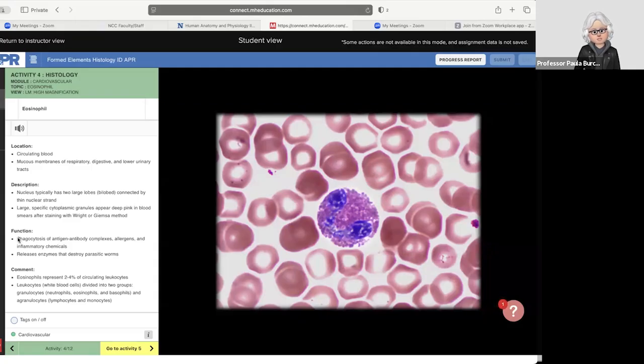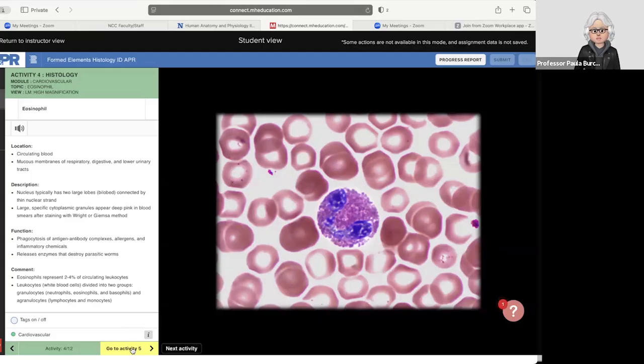You're going to come over here and look at the function. And again, you need to know this for the quiz and the exam. They are going to do 2 main things. Their numbers are going to increase if you're having an allergic reaction and if you have parasitic worms. So go ahead and read that information here. And remember, never let monkeys eat bananas. So they're not the rarest, but they're second to the rarest of your leukocytes in your blood.